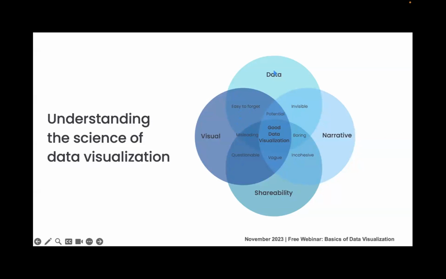So when you share data visualization, you can use this Venn diagram with 4 circles as a sort of checklist. What are the potential risks? Is it comprehensive? Is it misleading? You can ask yourself about your communication style through data visualization.